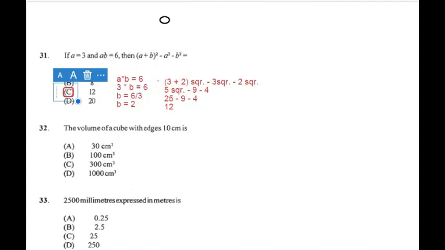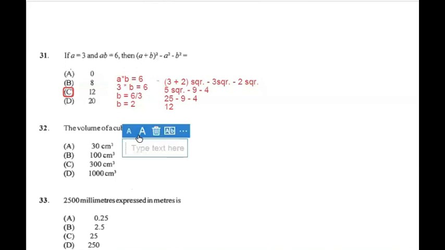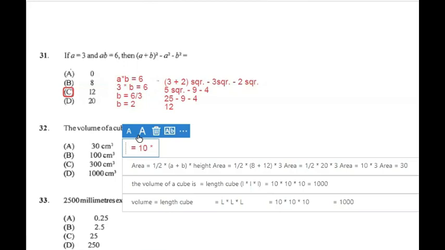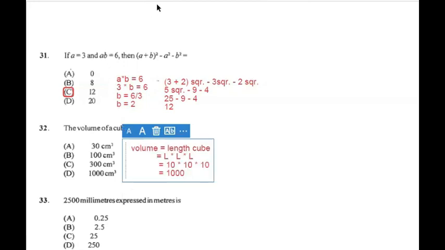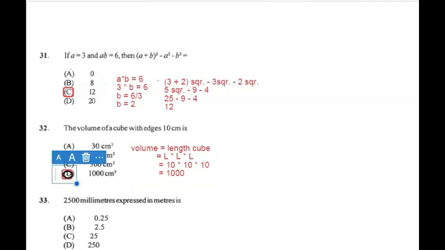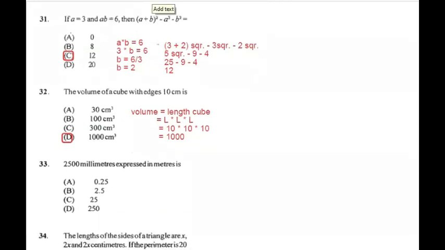32, the volume of a cube with edges 10 centimeters is, as we know, volume is equal to edge cube or length cube, length times length times length, or edge times edge times edge. So it is 10 times 10 times 10, and that is equal to 1000. So our answer for 32 is D. So we're moving along nicely and maximizing our marks.